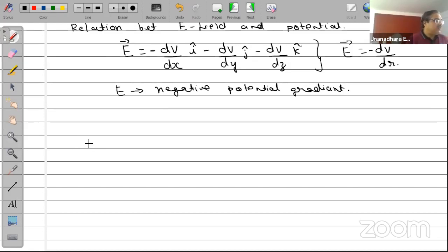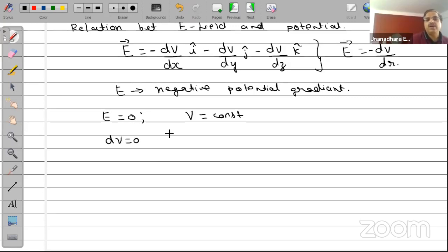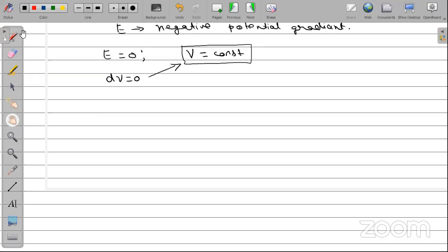Now, you will always find that whenever electric field is zero, potential will not be zero, but potential will be constant. Whenever electric field is zero, it means dV is equal to zero. What would that imply? That would imply that the potential is constant in that particular region.